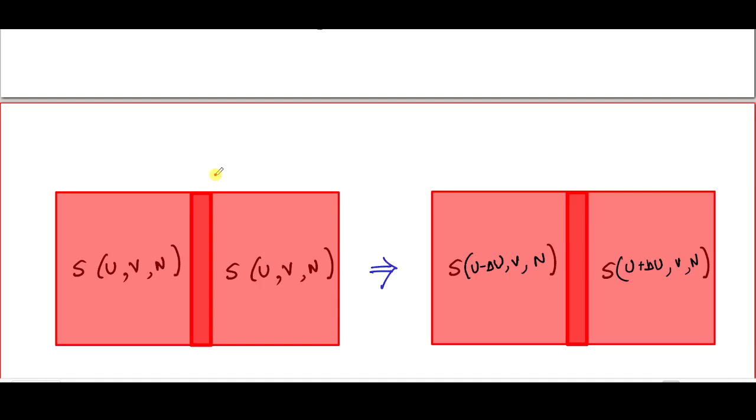Then of course, the system would be in equilibrium as of itself. However, let's just imagine what would happen if you could move delta U amount of energy from the left hand side to the right hand side. That could happen, of course, if the wall in between were diathermal. So, S of U minus delta U, V, N would be the entropy of the left hand side now. S of U plus delta U, V comma N would be the entropy of the right hand side. So, net entropy of the closed system would become the sum of these two things.